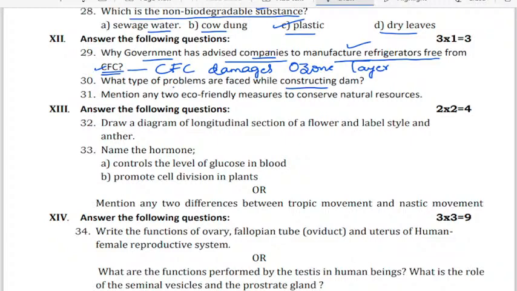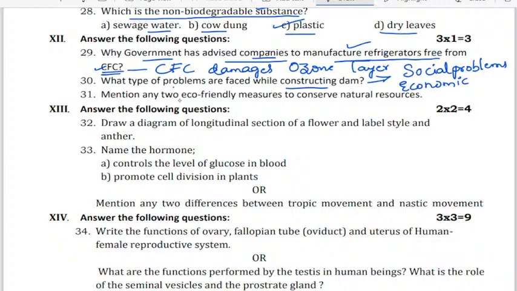Okay, some are telling deforestation, loss of biodiversity, soil erosion. Yes, loss of property. Yes, children. Obviously, everybody is giving the right answer. See, what type of problems are faced while constructing the dam? People have to leave the locality and move. So social problems take place, and huge public money is being wasted to construct the dams. So economic problems also will be faced by the people in the society. These two things you have to write.